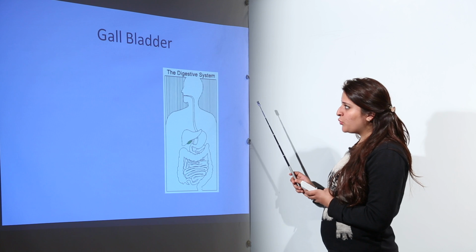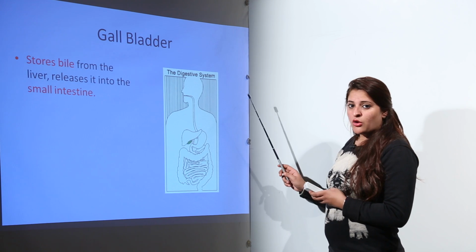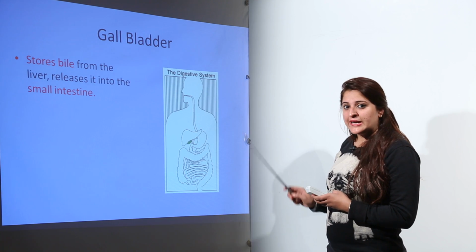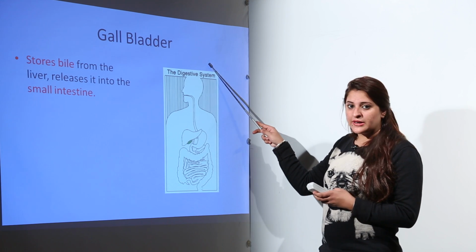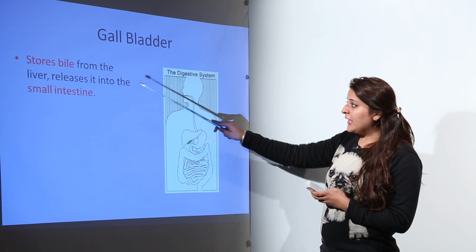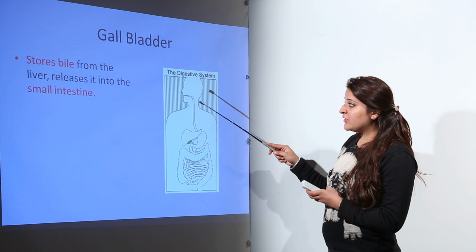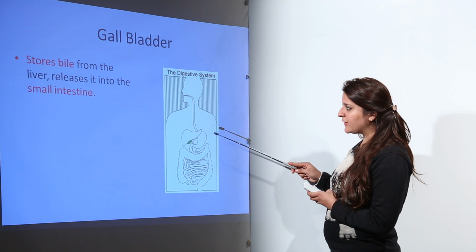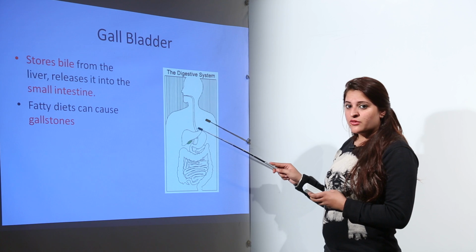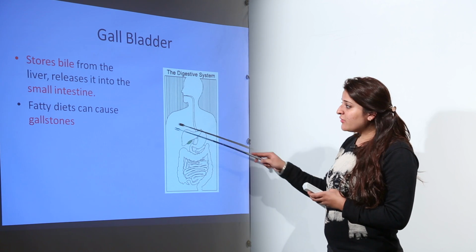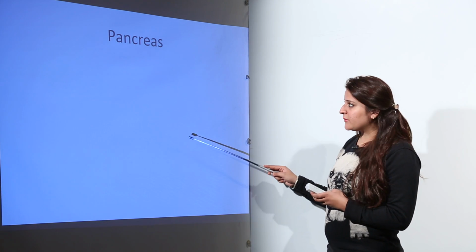What is the gallbladder supposed to do? The function of the gallbladder is that the bile secreted by the liver is stored in the gallbladder, and later it is released into the small intestine. The fatty diets which we take can cause gallstones.